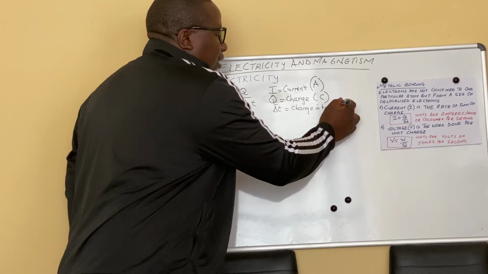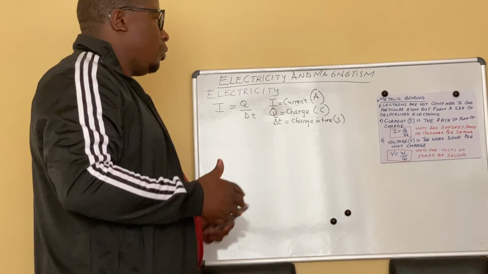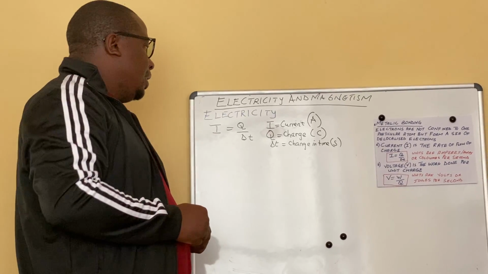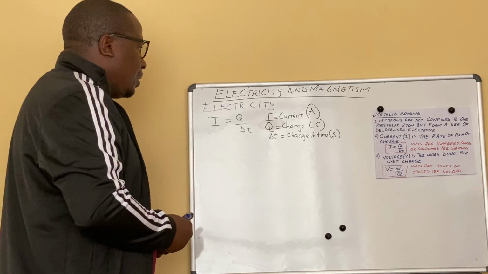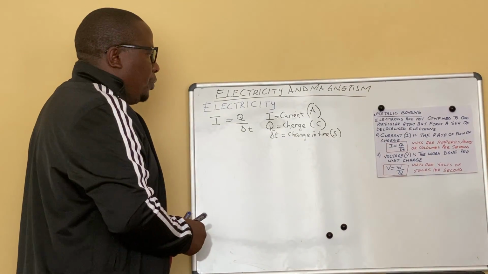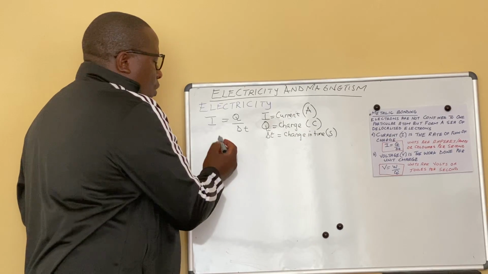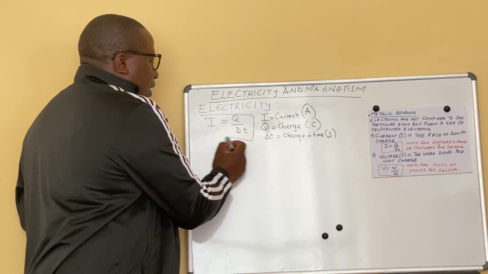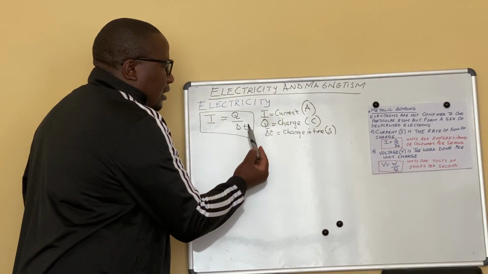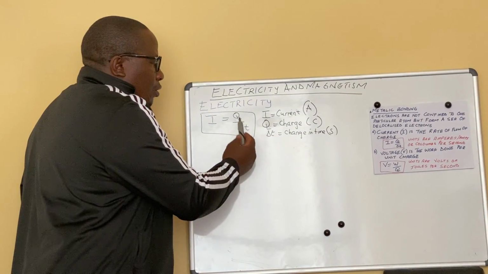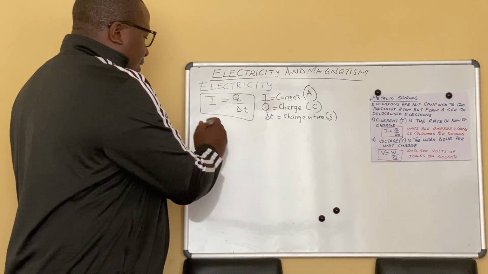So we need to be measuring the time in seconds, which means if we are given time in minutes, we need to convert it to seconds before we can do any calculation. So based on that, we say the units of current are amperes, or from the formula we can actually find that the units of current are coulombs per second, because we are saying coulombs divided by seconds. So let's do a simple calculation there.